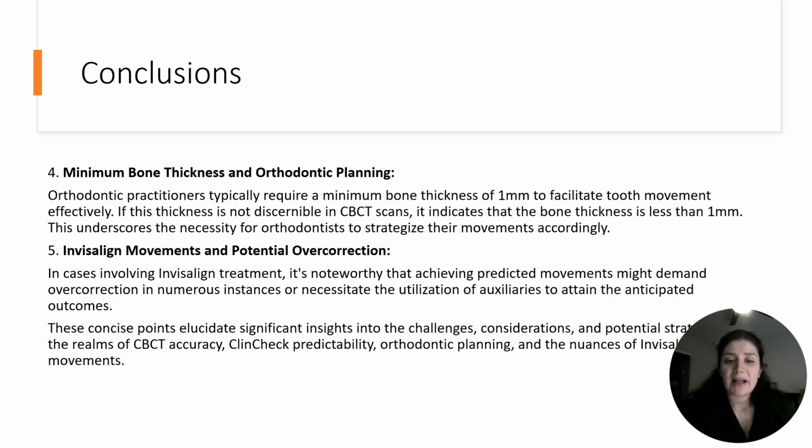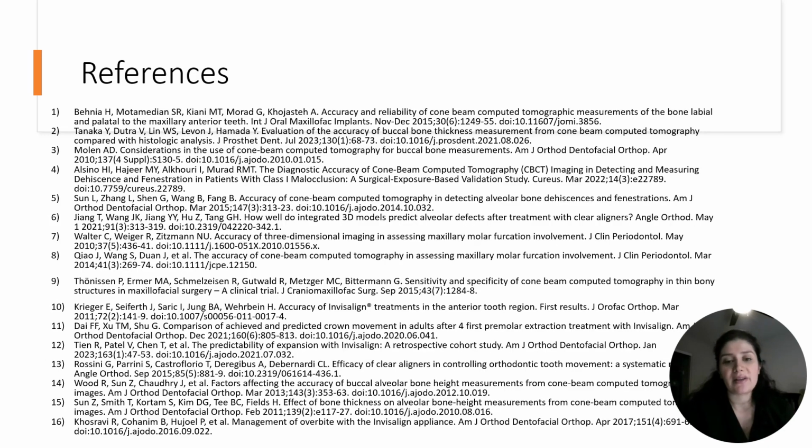Also, for Invisalign movements and potential overcorrection, in cases involving Invisalign treatments, it's noteworthy that achieving predicted movements might demand overcorrection in numerous instances and necessitate the utilization of auxiliaries to attain the anticipated outcomes. And here are my references.